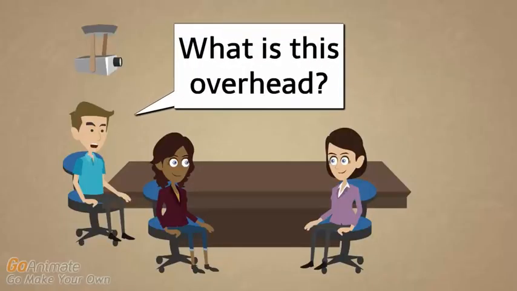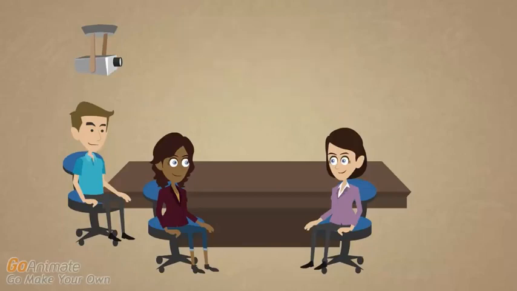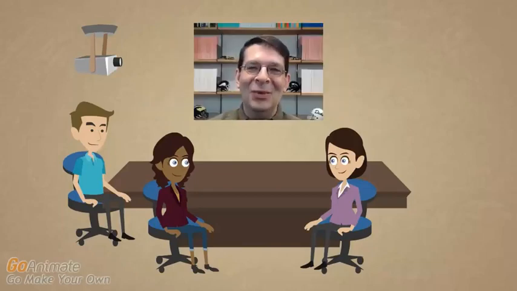What is this overhead? Do you also have to account for underfoot and against the wall? That's a good one. No, we do not have to account for underfoot or against the wall, only overhead. Overhead is a catch-all term for any cost of manufacturing that's not materials or labor. So it would include costs like electricity bill for the factory, the water bill for the factory, heating and air conditioning costs, and depreciation on any machinery used in production.